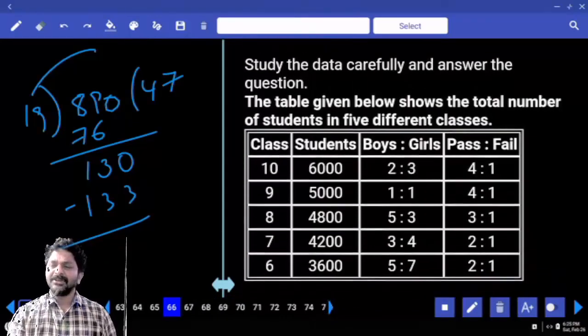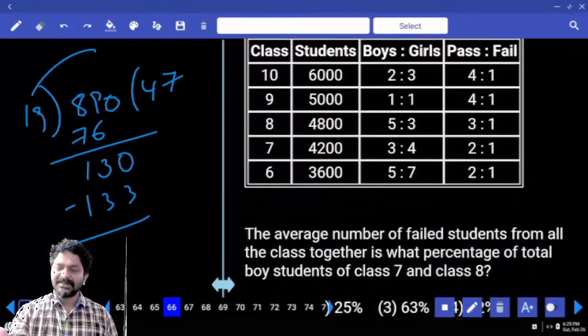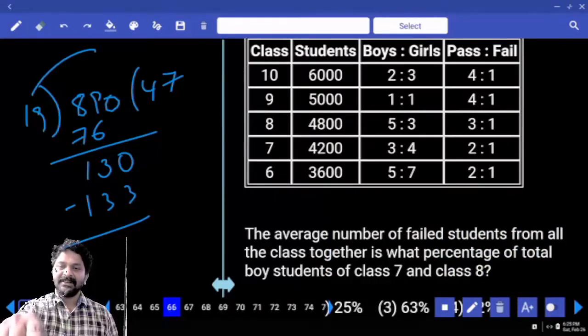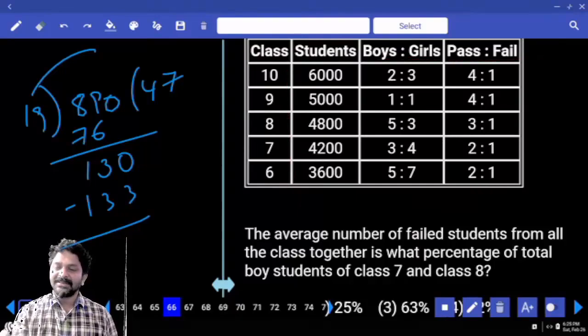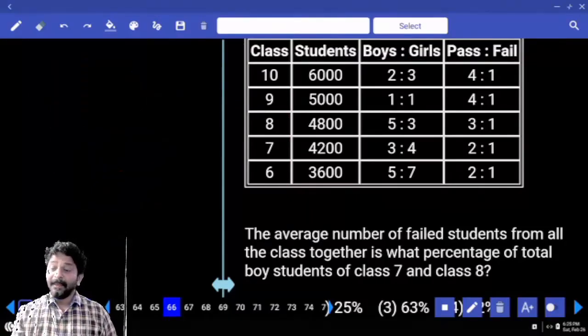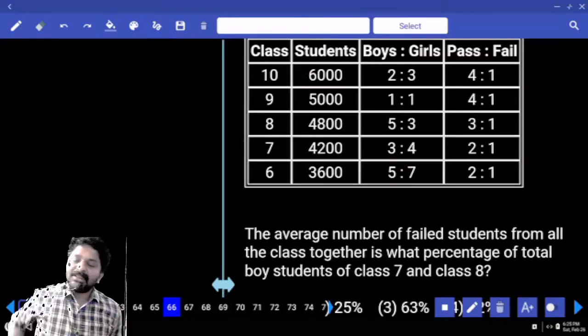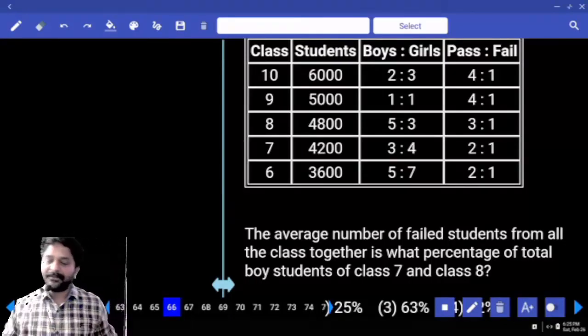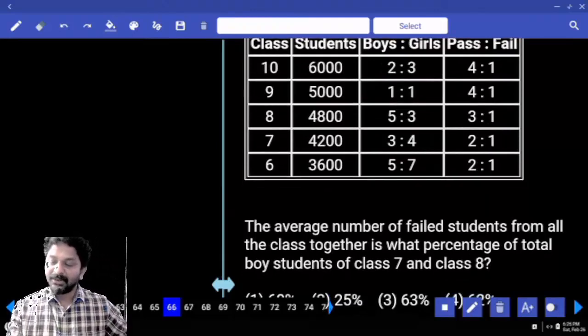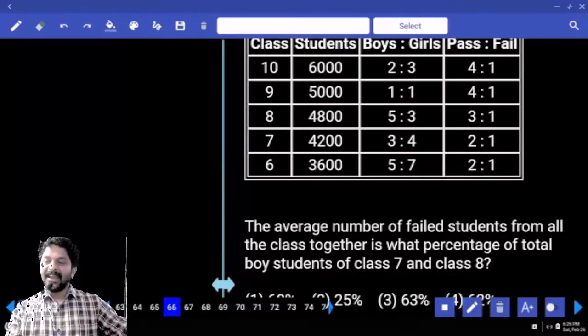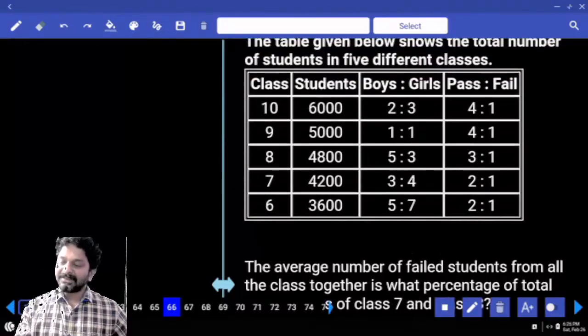The table given below shows the total number of students in 5 different classes, from 10th class to 6th class, with the boys and girls ratio, and the pass and failure candidates. The average number of failed students from all the classes together is what percent of the total number of boys students in 7th class and 8th class? First of all, what do we need to know?